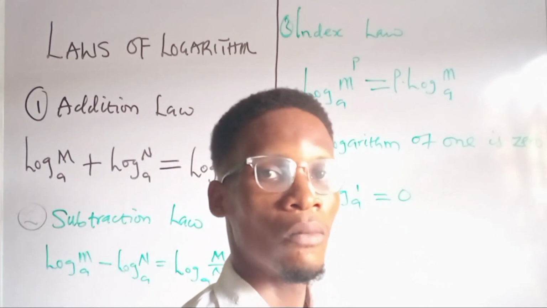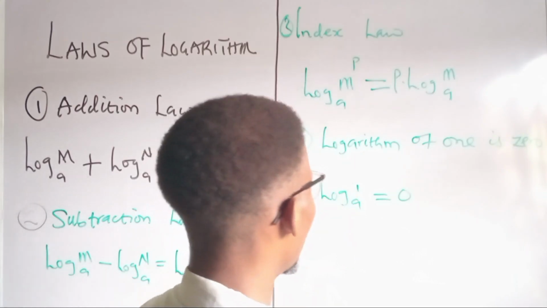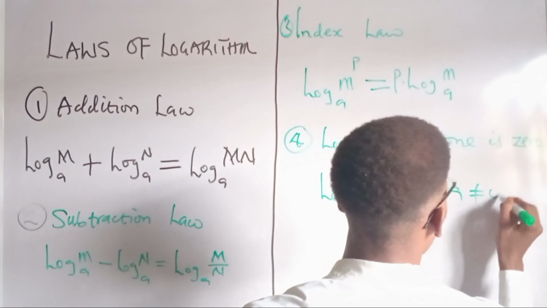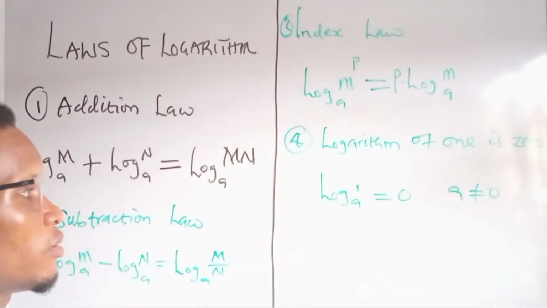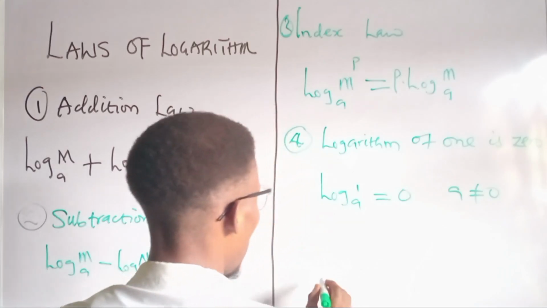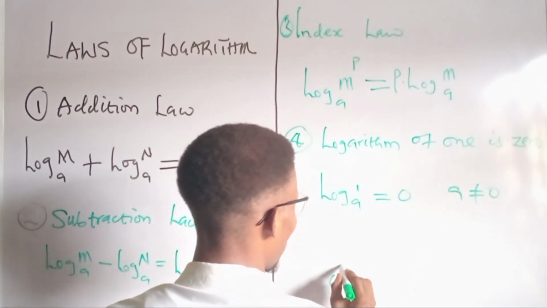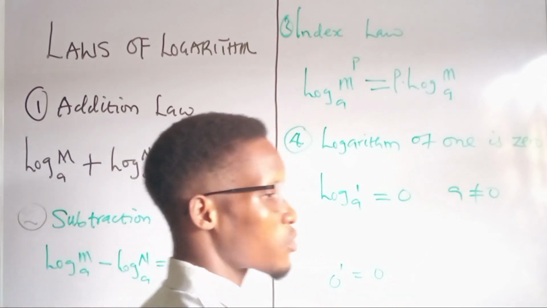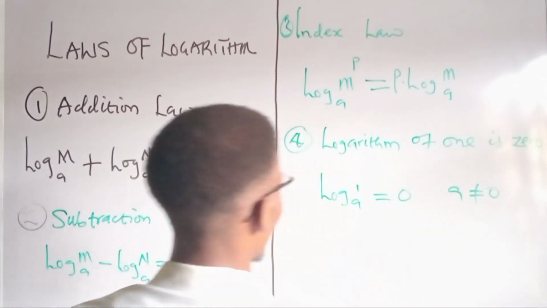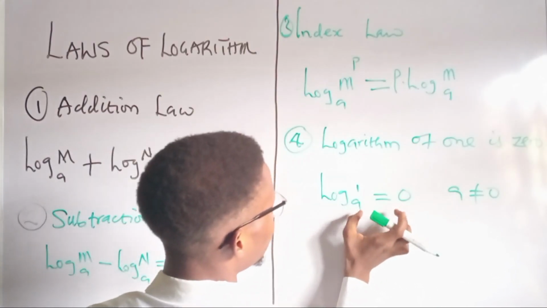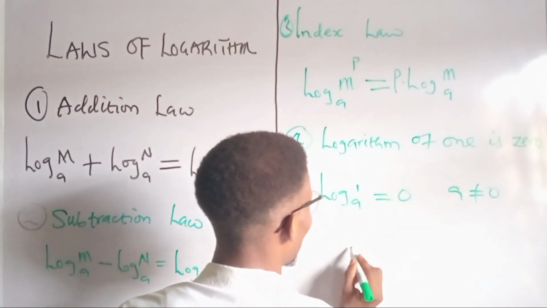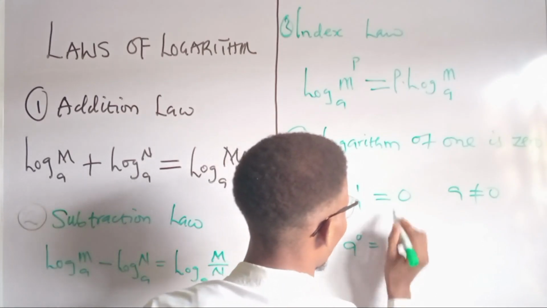Okay, so in this case, for logarithm of 1 to any base, the base here, a, must not be equal to 0. That is the condition you look at. Because if a is 0, it means 0 raised to the power of 0 is equal to 1, which is not mathematically correct. So you change this to index form, where a raised to the power of 0 is equal to 1.